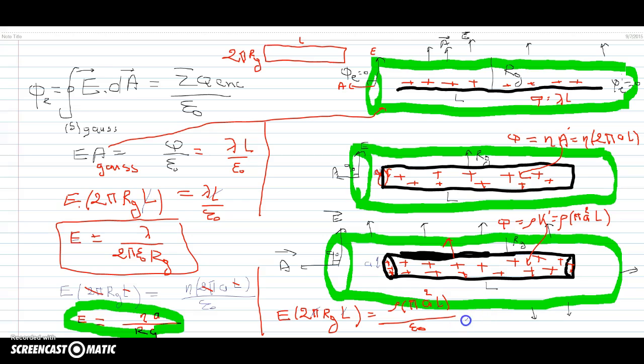So the E, I'm running out of space here, so it's just rho a squared, that's it, divided by 2 Rg epsilon 0. So this is the field due to a volume charge density of the cable. So I hope this will clarify a little bit.